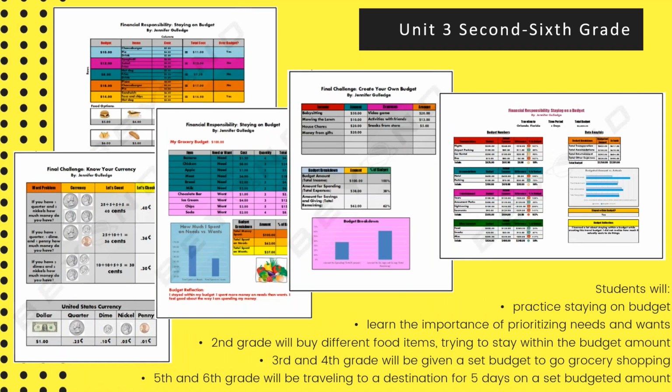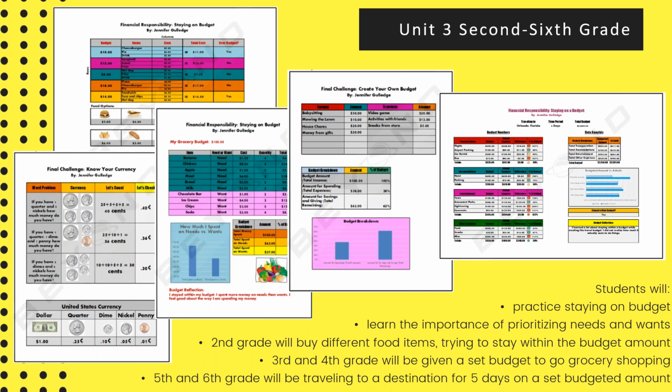Our 2nd through 6th grade students. These students are going to be practicing staying on budget in different ways. Our 2nd graders, up in the corner, you will notice their project. They're going to get groupings of budgets, and down at the bottom, they're going to see different food options, and they're going to try to figure out the different food options that they could buy with some formulas built in to figure out the total cost if they stayed within that amount or not.